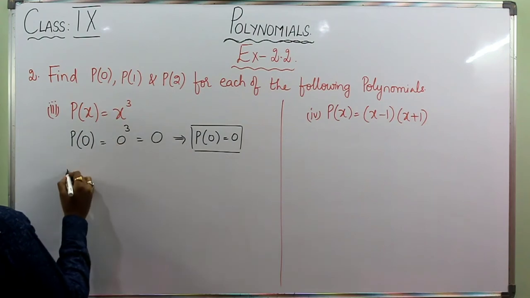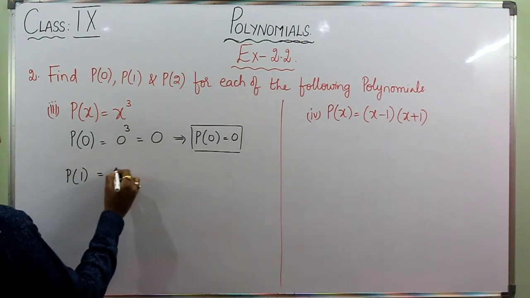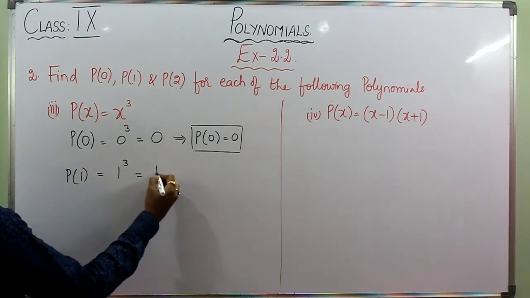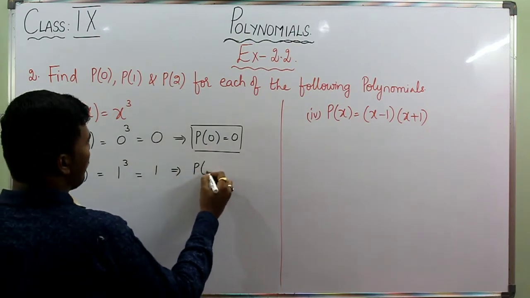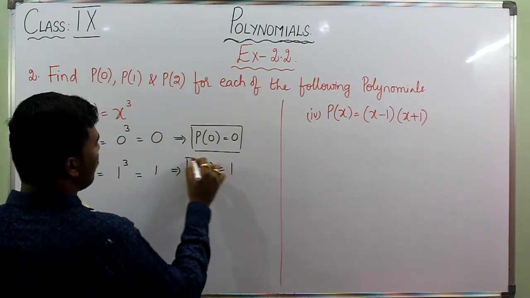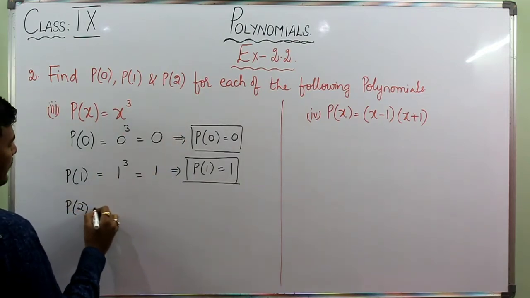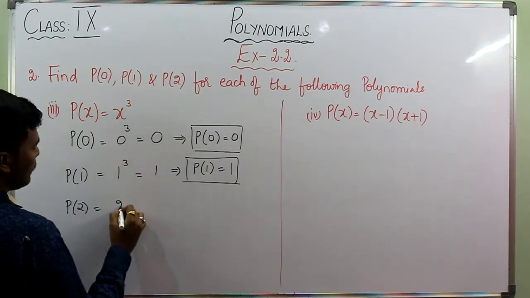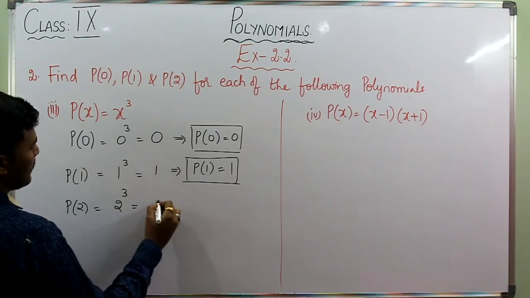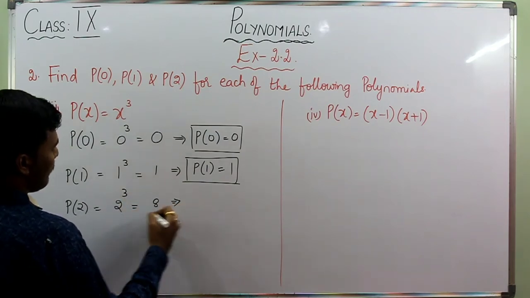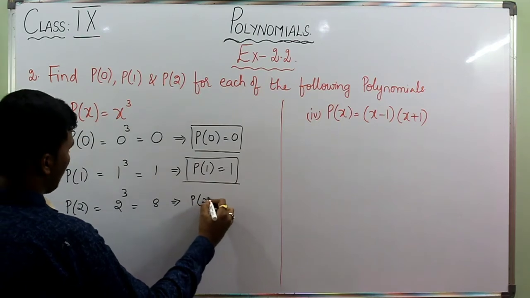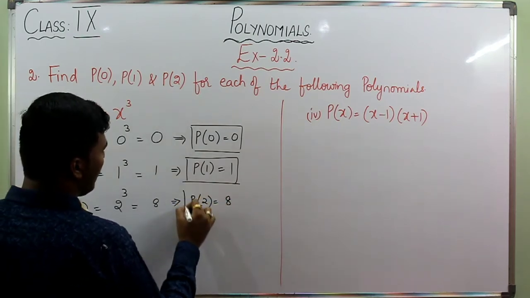The second one is p of 1, that is 1 cube. 1 cube is 1. Therefore the value of p of 1 is equal to 1. And the next one, p of 2, that is x is nothing but 2 cube. 2 cube is nothing but 2 into 2 into 2, which is 8. So therefore the value of p of 2 is equal to 8.